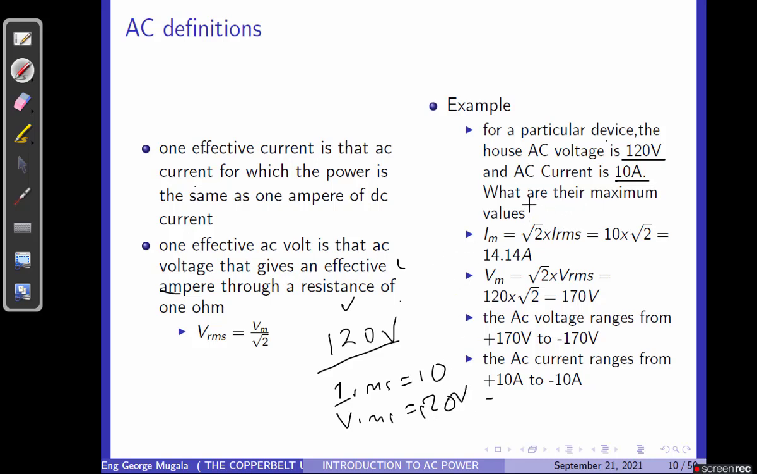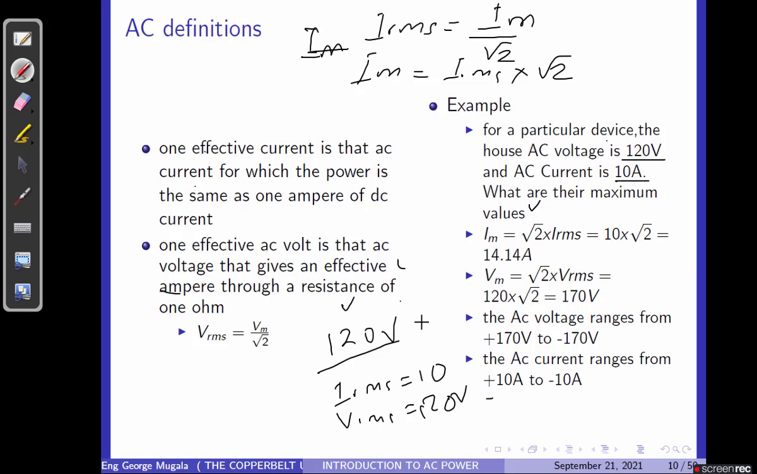What are their maximum values? That is the question. If I know my RMS values of the sinusoidal, then I can also calculate the amplitude values, because I know that IRMS is IM divided by root of 2. So my IM is simply IRMS times root of 2, right? So just multiply. The amplitude value of current is root of 2 times IRMS, but the RMS is 10 that have been given, so the amplitude value is 14.14. If this is my current, it means my amplitude value has been calculated to be 14.14 amps.